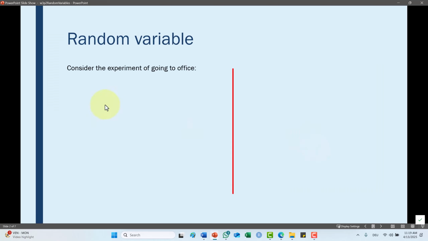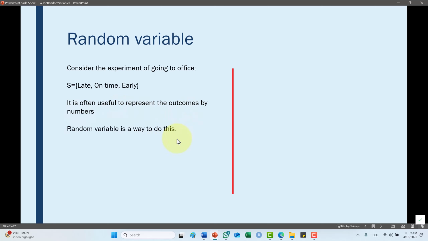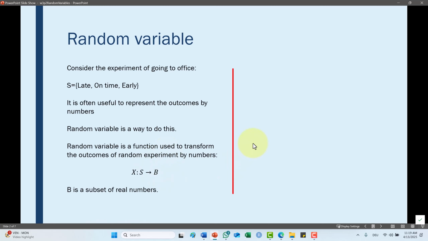To start off, let's consider the experiment of going to office with outcomes late, on time, and early. These outcomes can be defined based on arrival time. It's often useful to represent the outcomes by numbers. In this case, for instance, we want to develop a kind of rewarding mechanism. For late arrival, you would get a -1 point bonus. For on-time arrival, you get nothing. For early arrival, you get a plus one bonus point.